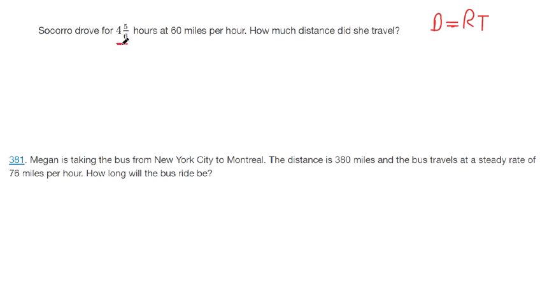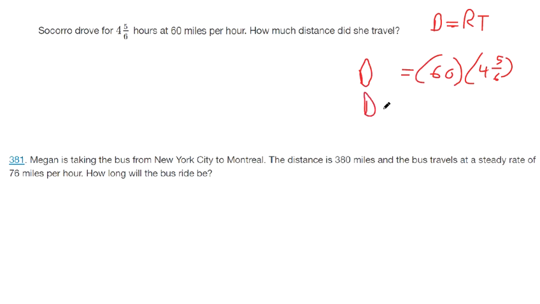So this person drove 4 and 5/6 hours. So 4 and 5/6 goes in for T. And the rate is 60 miles per hour. That's how fast they're driving. So I'm going to put 60 in for R. And now I can tell them the answer for their distance.